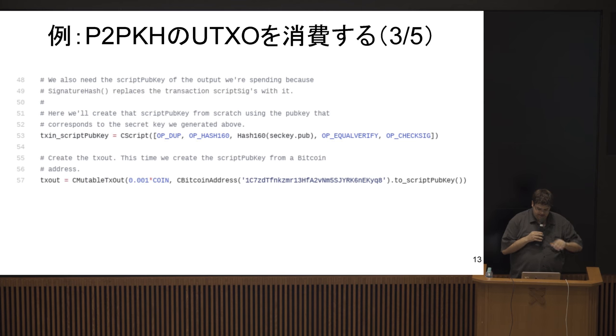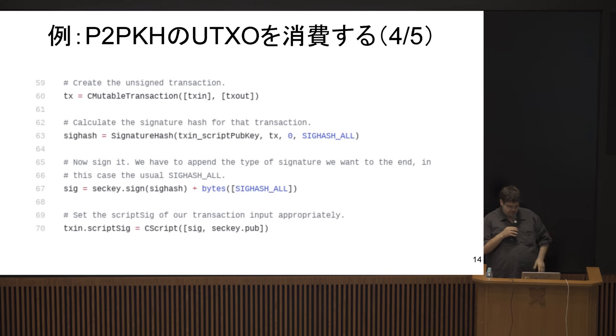Next slide, and then we also have to make the script pub key, and then also we're going to make a transaction output because we're spending it. Again, this address is provided by whoever we're sending the money to, so that's not our data. And then finally, we're making a mutable transaction, and that's because obviously we're not done creating the transaction. We can have these inputs and outputs, but if you notice, the input hasn't been signed yet.